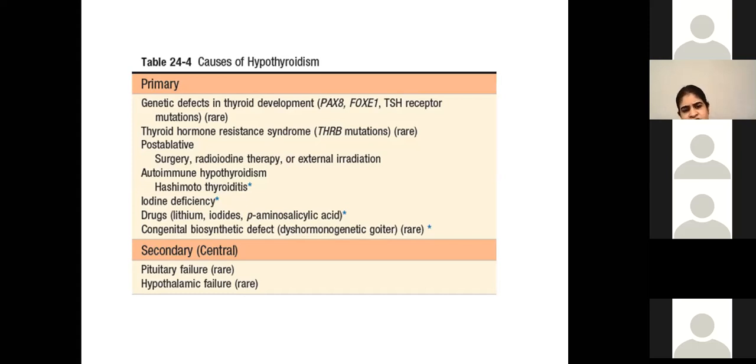There are different drugs such as lithium, iodides, aminosalicylic acid, and then you have congenital biosynthetic defect, so you can get that. In secondary, you can get pituitary failure or hypothalamic failure. Now that can occur in, let's say, case of Sheehan syndrome. So a pregnant lady who undergoes excessive bleeding during birth can have necrosis of the hypothalamus due to lack of blood flow. So that may also result in hypothyroidism.